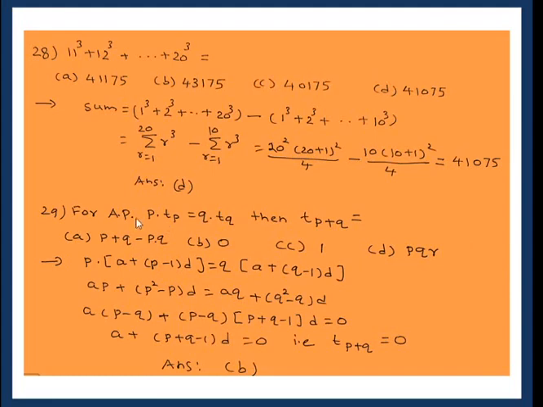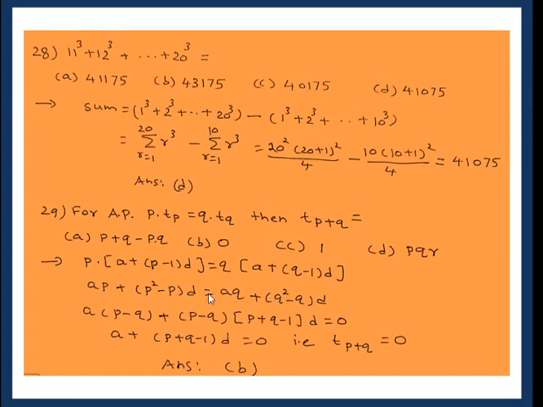This is an important one. For an AP, P into TP is Q into TQ. Then what is the P plus Qth term of that particular arithmetic progression? Now P into TP is Q into TQ. So P into (A plus (P minus 1) into D) is Q into this.